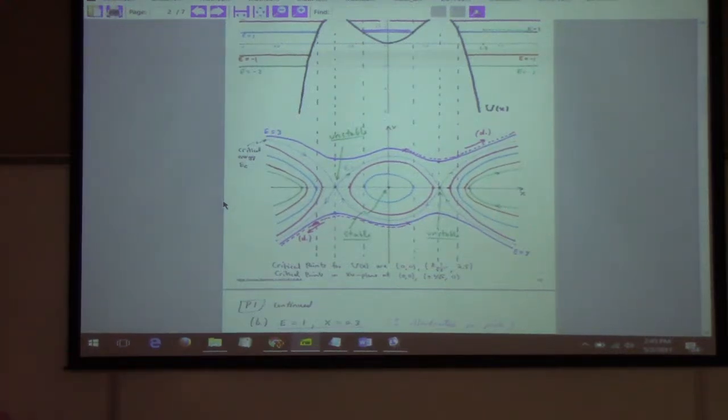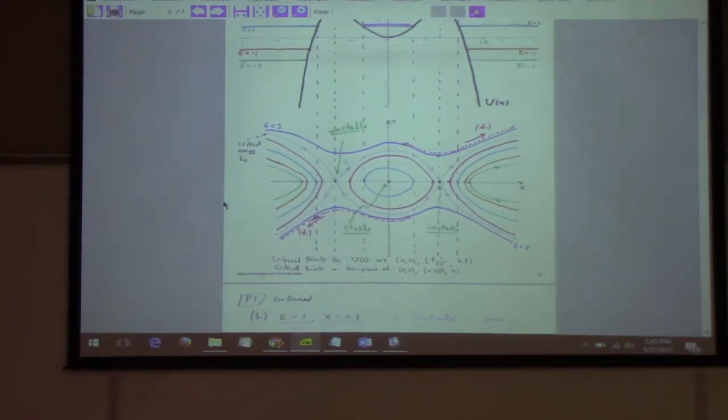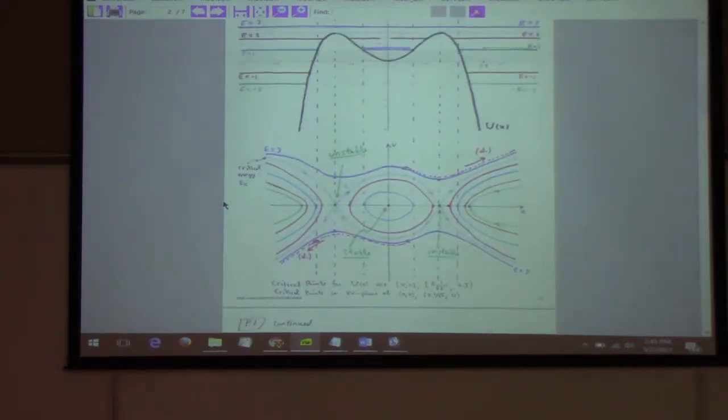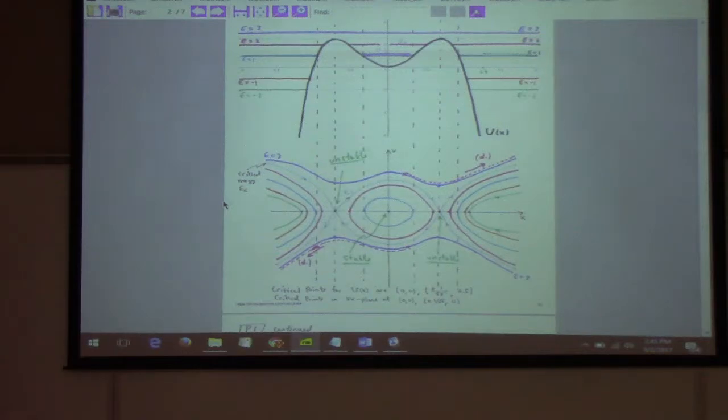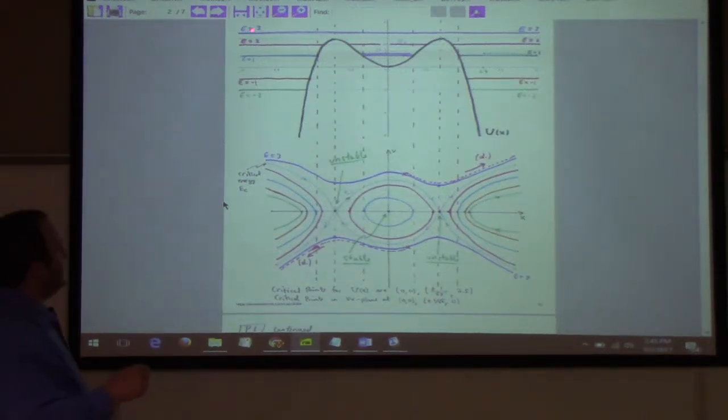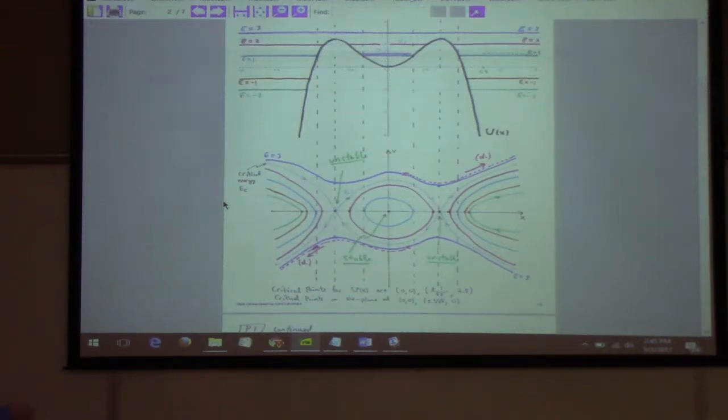It doesn't matter where you start. There's nothing to stop you, right? So if you look at energy level 3, there's no place where the energy level intersects the potential energy, right? And that would be a place where it has velocity 0, right? So the velocity is always non-zero. So if you start out moving to the right, you keep moving to the right. If you start out moving to the left, you keep moving to the left. And so the motion's unbounded in that case D. Any questions about this?